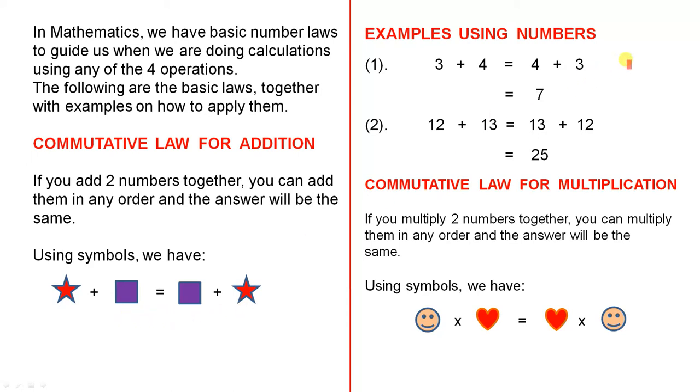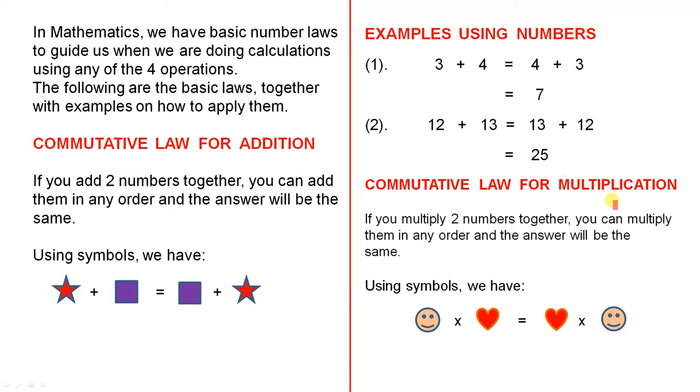Here are some examples using numbers. 3 plus 4 equals 4 plus 3, and the answer is 7. Example 2, 12 plus 13 equals 13 plus 12, and the answer is 25. So you see how we write the numbers down in different orders, and you still get the same answer. That is the commutative law for addition.